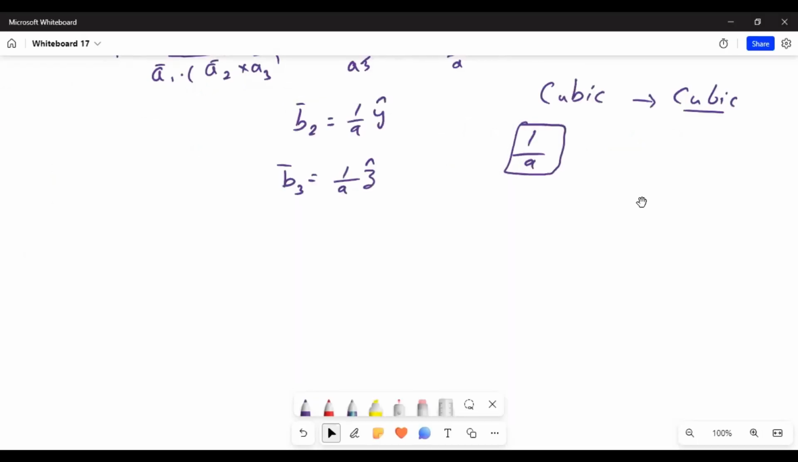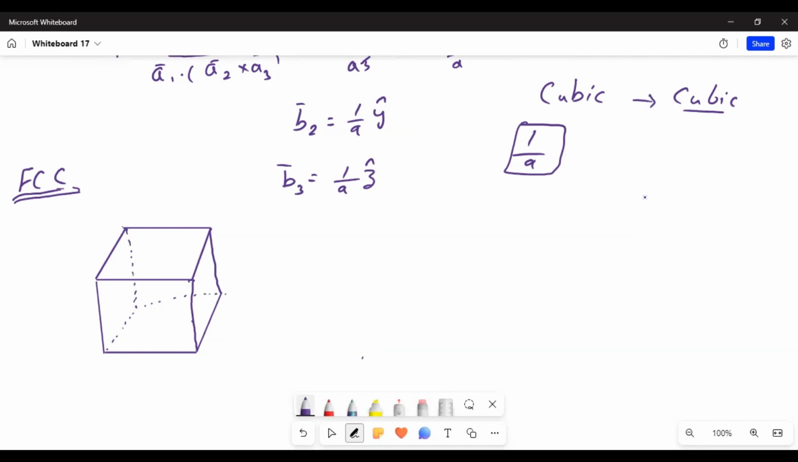Now let's move forward. Let's see the case of FCC. Let's see how the FCC lattice will behave. FCC stands for face-centered cubic. We have a cubic system. These are the axes: the x-axis, the y-axis, and this is the z-axis.